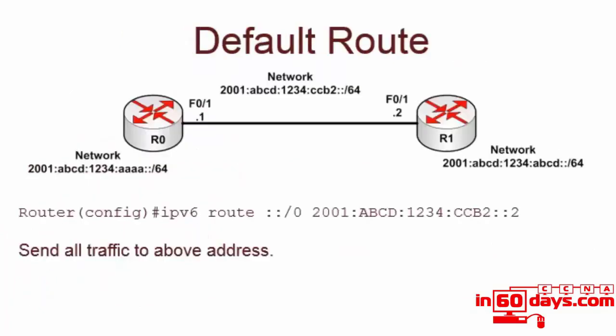And we can have a default route as well. I've typed here IPv6 route, a default network address, which is all the zeros, and then I've got a next hop address configured in there, and that will send all traffic to whatever network to the above address.